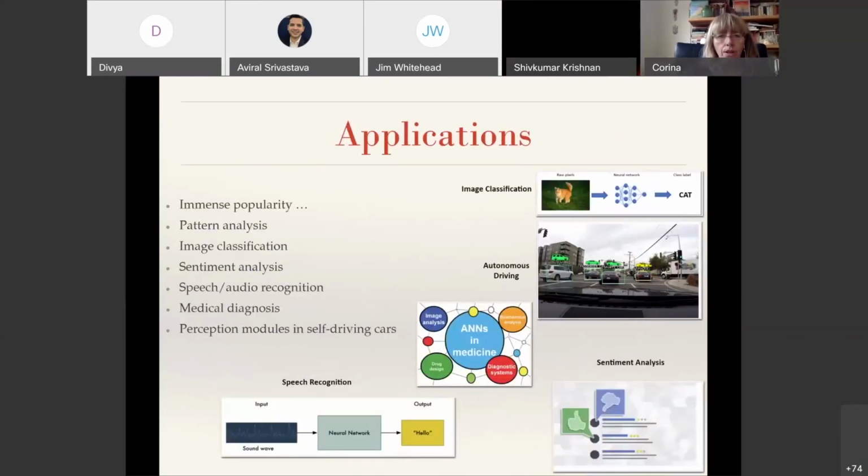So, of course, neural networks have found many applications. They can be used in pattern analysis, image classification, sentiment analysis, speech and audio recognition, but they are also increasingly used in safety and security critical domains, such as medical diagnosis or perception modules in self-driving cars.